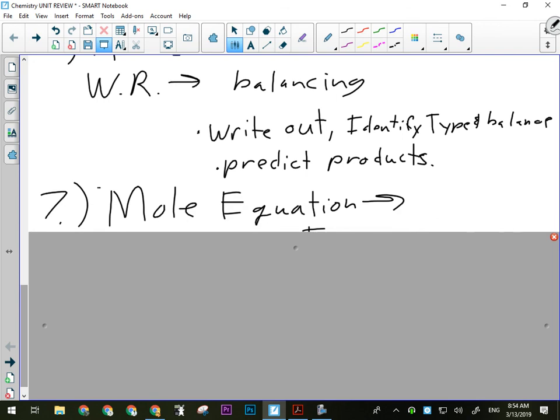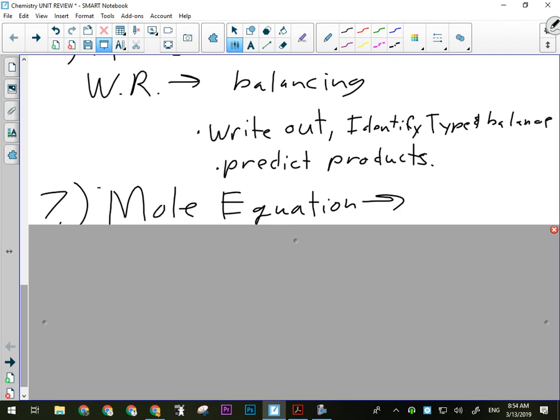All right, and then the mole equation. That's what we've been working on the last couple days. How many ways are there for me to ask a mole equation question? Four. How many are there going to be on the test? Well, for sure three. But you don't know which three, so you better know how to do all four. Maybe all four. I haven't decided yet.